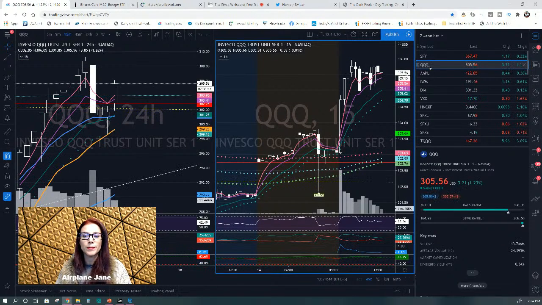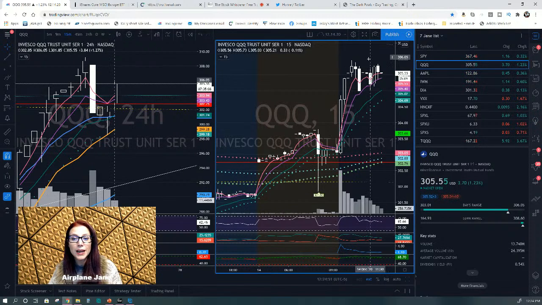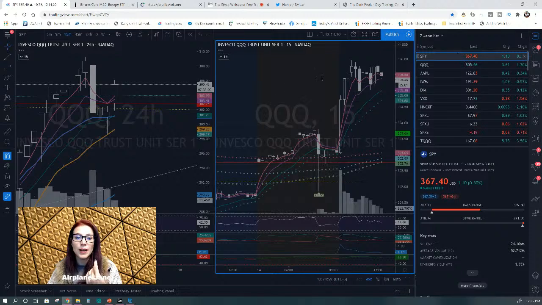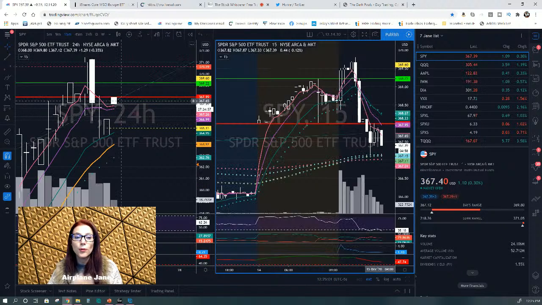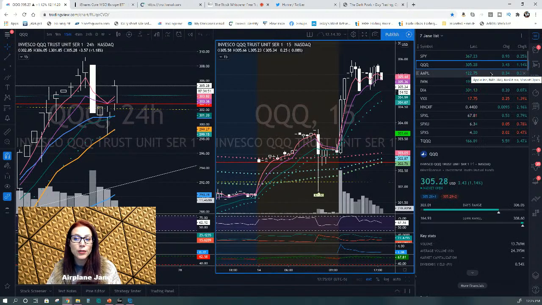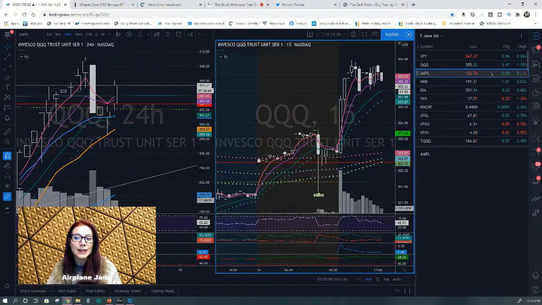Thinkorswim had an issue. What's interesting is the Qs seem like they're really bouncing higher, but we're not able to break above 306. So the Qs were up, the tech stocks were up. However, the SPY is showing a little bit of weakness right now, right? We're below that level for a short trade. So it's interesting that they are not trading the same. And Apple is about to go red on the day, almost.